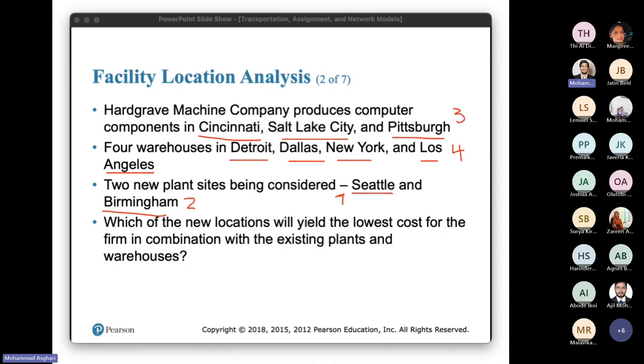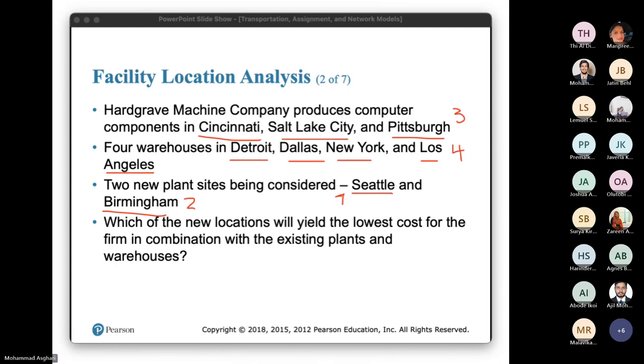Do we have any warehouse or facility there? No. We don't have any facility in Seattle. We don't have any facility in Birmingham. We are just deciding, should we establish something there or not? Okay. So what is the question? We should consider both cities as alternatives and find which one gives us the minimum cost.